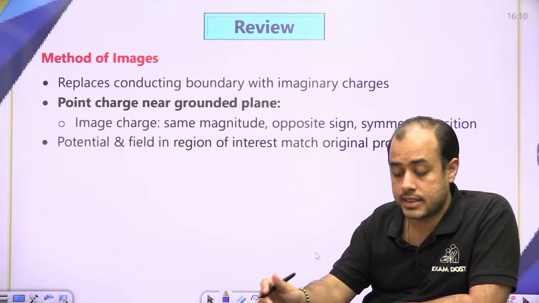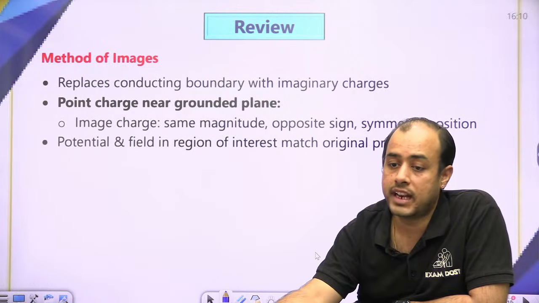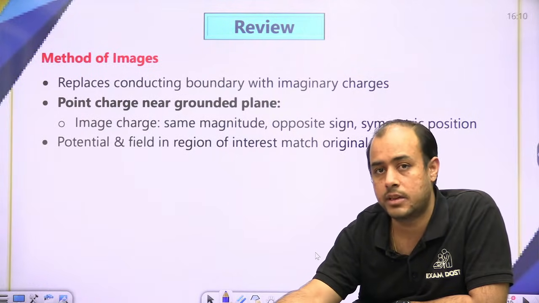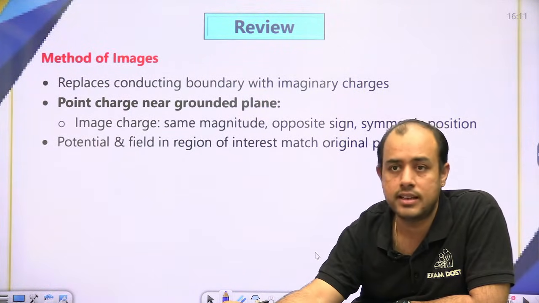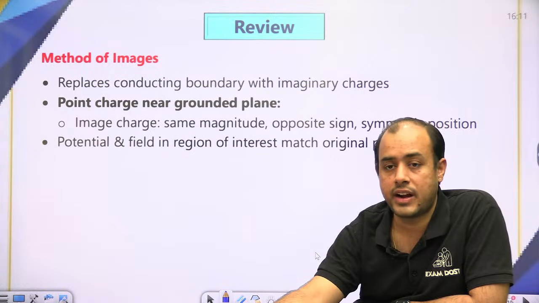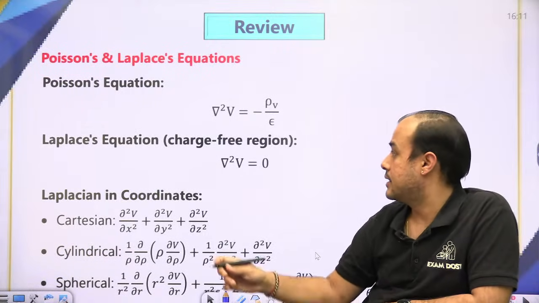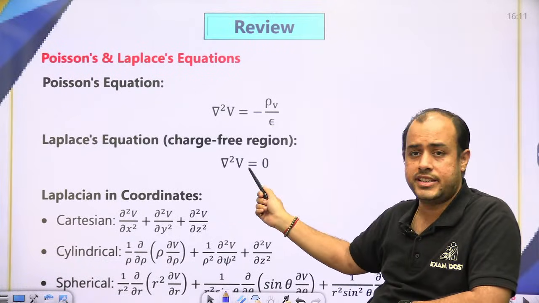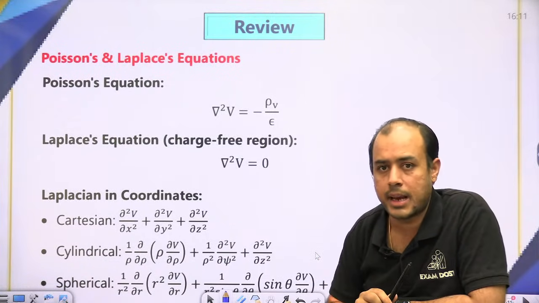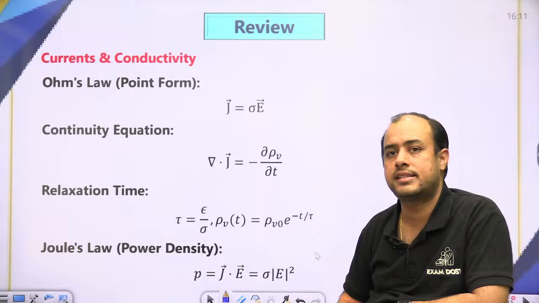Now, method of images can be used to replace the infinitely long conducting plane. Whenever a charge is kept near an infinite plane, we replace it by the image charge. It has the same magnitude, opposite sign, and the same distance as the original charge. This will help us in finding the potential and the electric field at the point of interest. This is the Poisson equation, where rho v is the volume charge density. In a charge-free region, this is the equation known as the Laplace equation. Now, the Laplacian operator I have already told you in different coordinate systems.